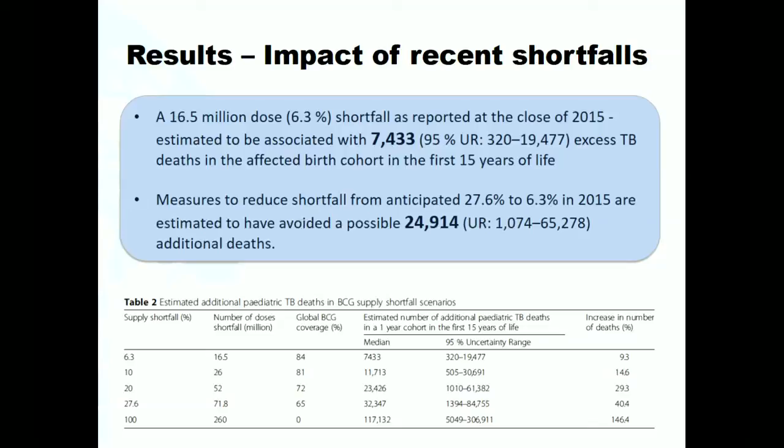And then also, what's really important to note, though, is that the mitigation measures that were put in place to reduce those shortfalls in 2015 potentially avoided 25,000 paediatric deaths over that period, with a range of 1,000 up to 65,000.